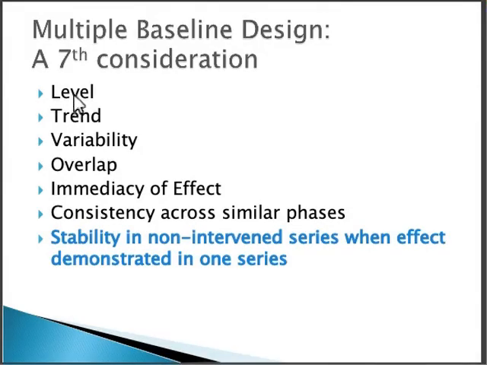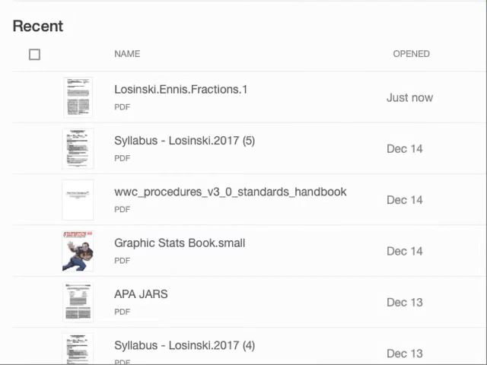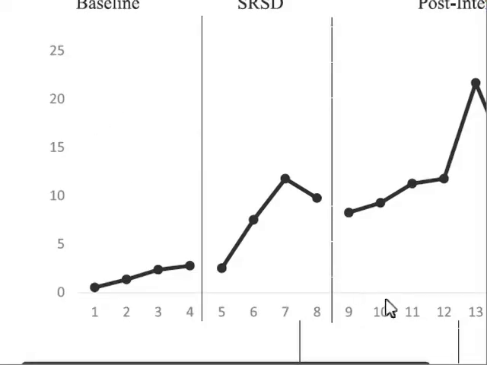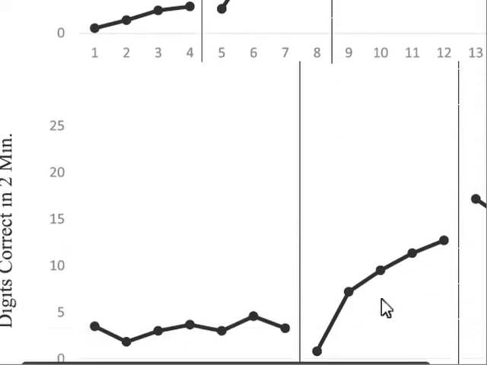So for multiple baselines, we want to look at stability in non-intervened series when effect is demonstrated in one series. And so when I bring it back, we want to know, once this phase increased, was there a jump here? And that would tell us whether or not there was any contamination between giving this person the intervention and this person. It may be that this person saw what was happening in this one and thought it was a really good thing, and so their scores might have increased, and that would be a historical threat that we want to rule out.